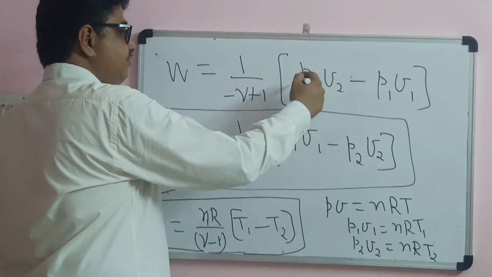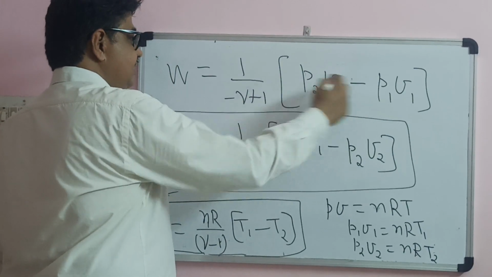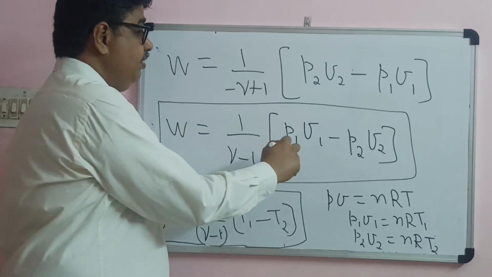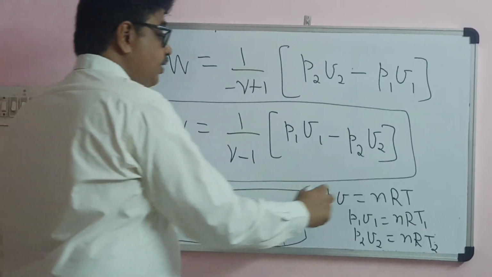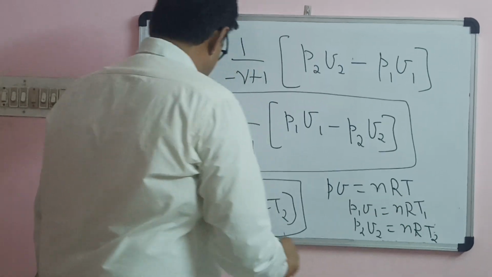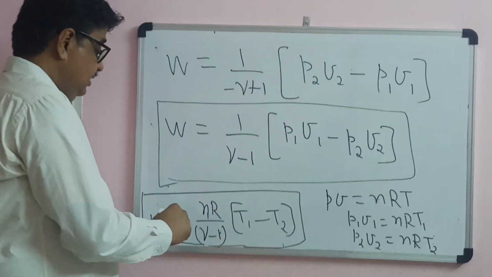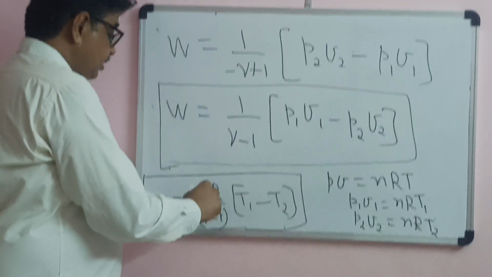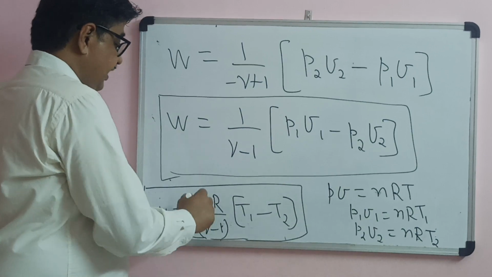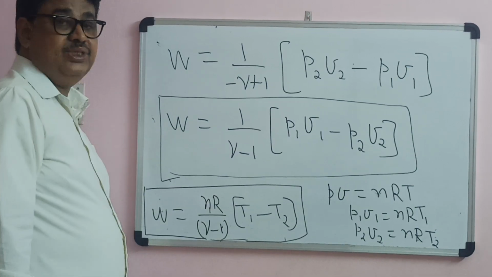Simplifying the equation, we get this equation. So work done is equal to 1 by gamma minus 1 into P1 V1 minus P2 V2. PV equal to nRT, P1 V1 equal to nRT1, P2 V2 equal to nRT2. Therefore, work done by the gas is equal to nR divided by gamma minus 1 into T1 minus T2, where n is the number of moles and R is the gas constant.